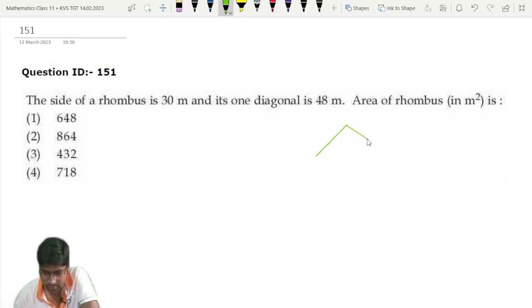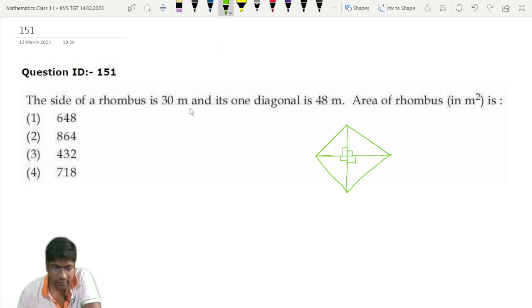Suppose this is a rhombus. Definitely all the sides will be equal. Even if it is not shown to be equal, you have to assume that the sides will be equal. And the diagonals will intersect each other perpendicularly. So these angles are all 90 degrees. They will intersect each other at right angles.